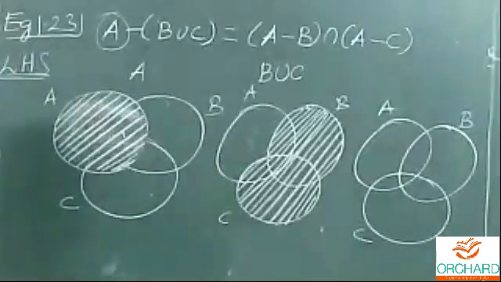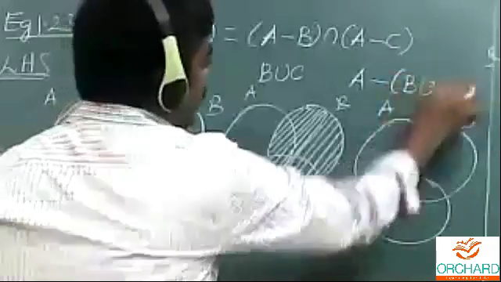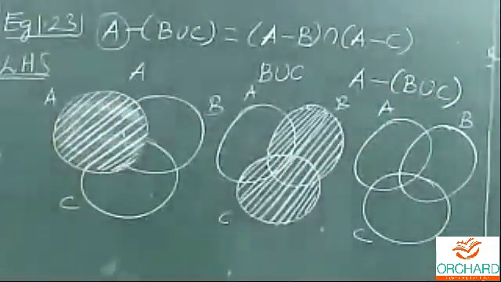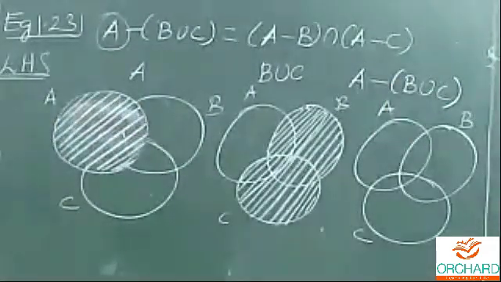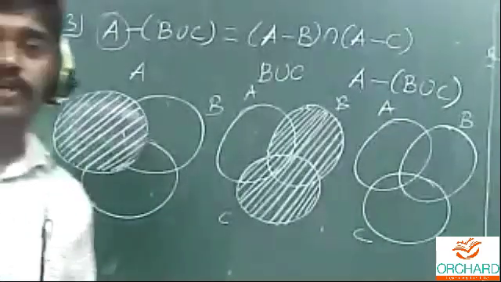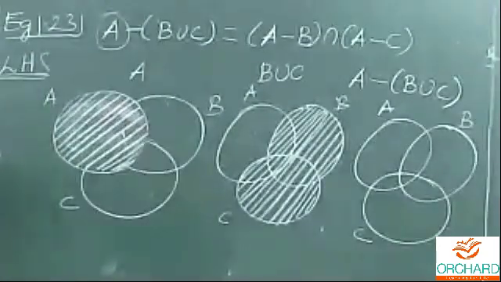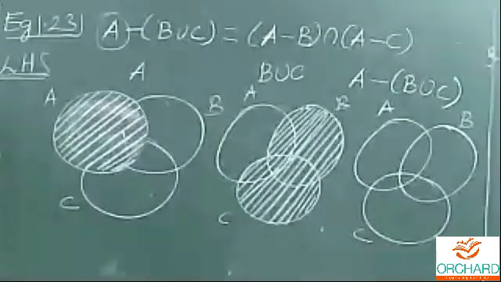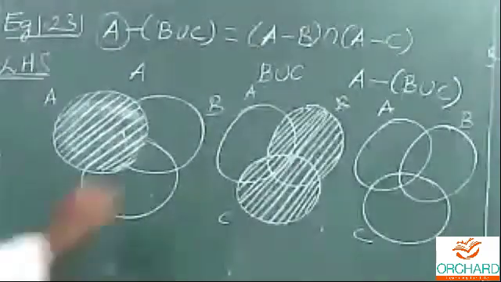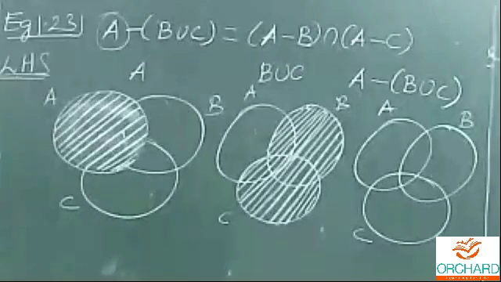Next, A difference (B union C). What does difference mean? Difference means to remove. Here we'll remove B union C from A.